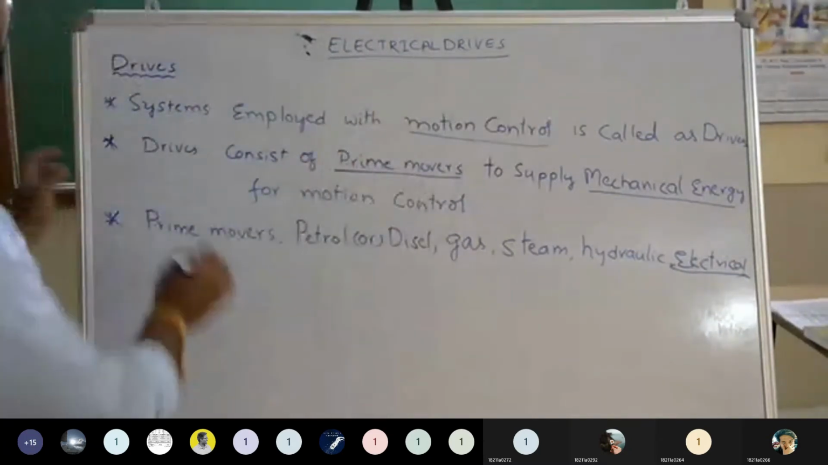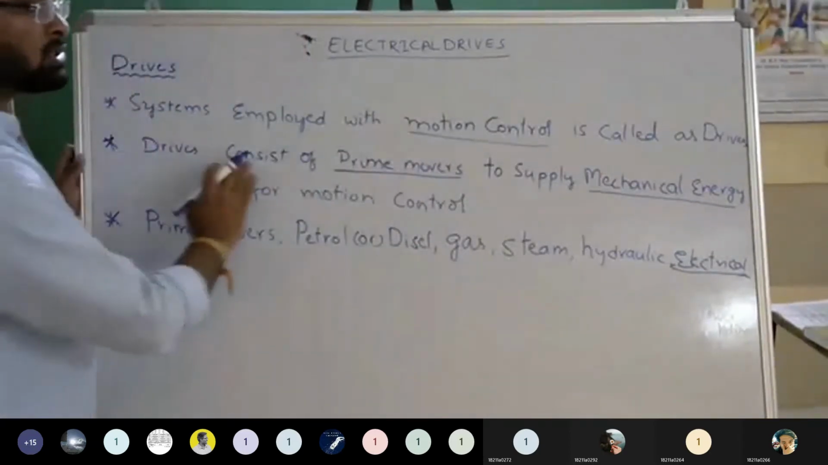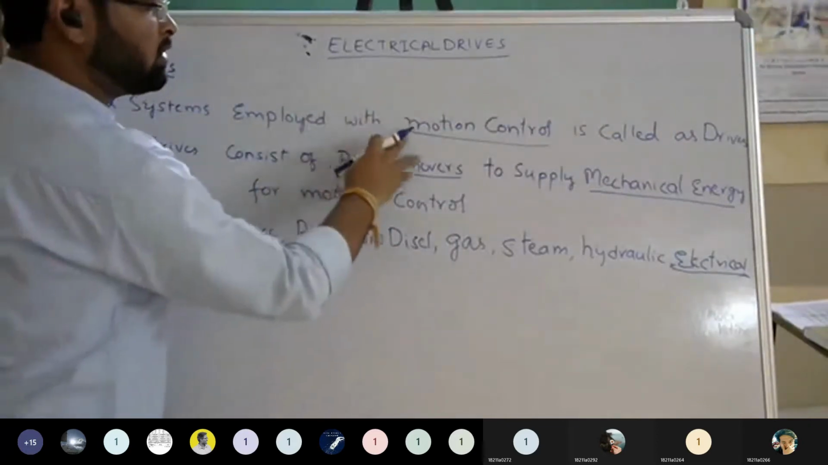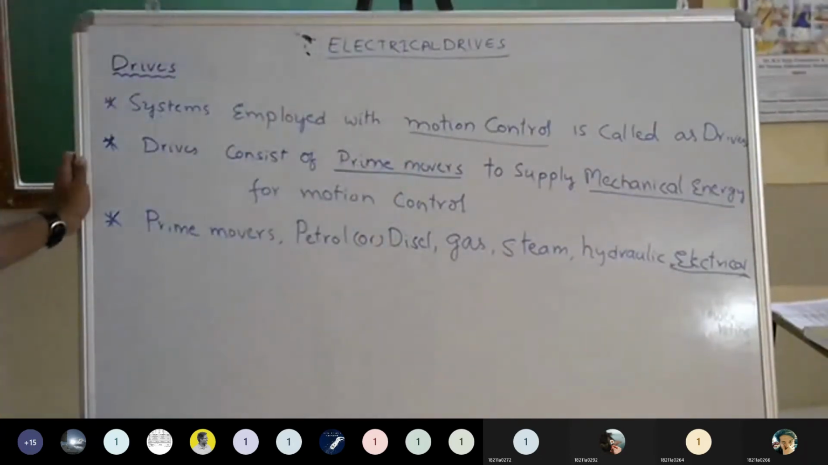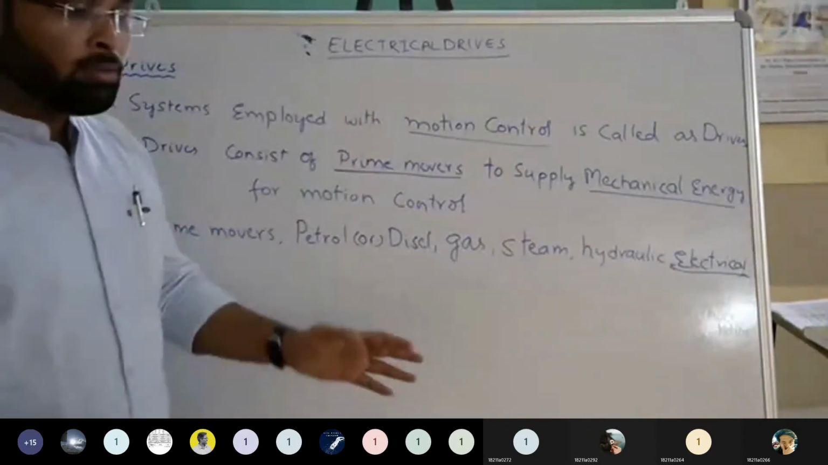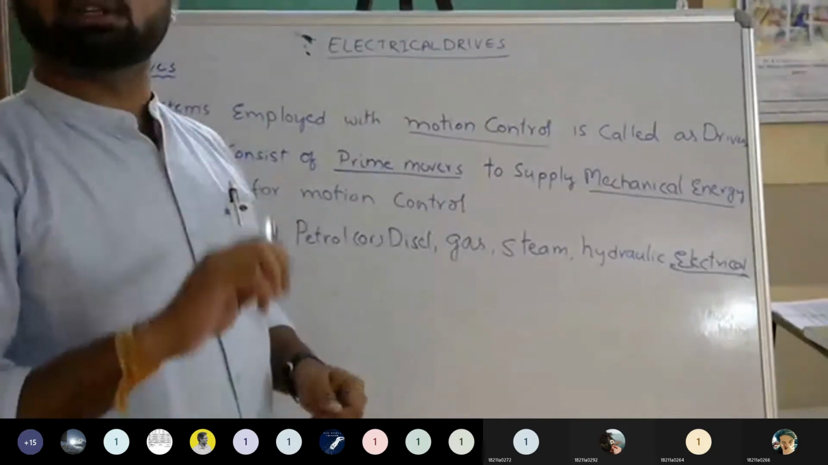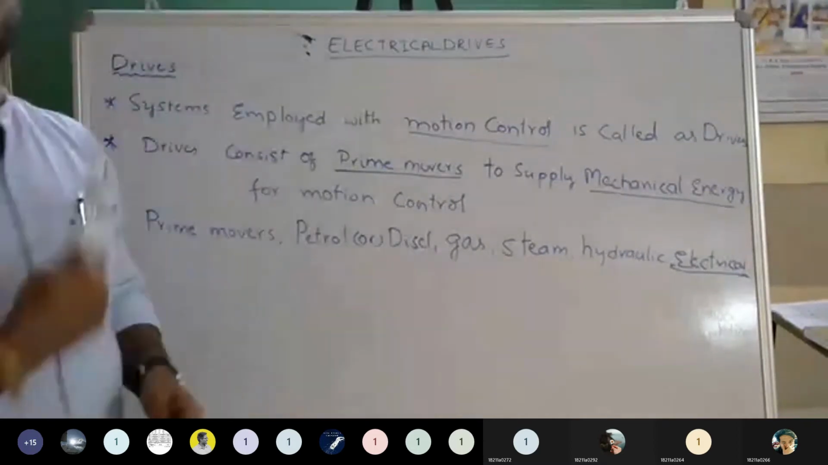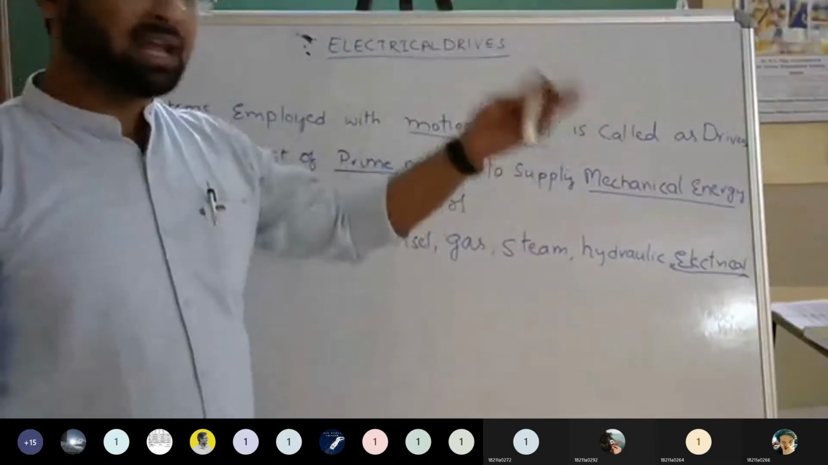While writing also, you can write first what is the drive. Systems employed with motion control are called drives, and drives consist of prime movers to supply the mechanical energy for the motion control. So those prime movers which are electrical motors, those are called electrical drives. Clear? So this is the definition of electrical drives. Before, in mechanical drives and transportation everywhere, we were using only engines, petrol engines, diesel engines. But now people are coming to electrical drives. Before it was not that popular, but now electric drives became popular.